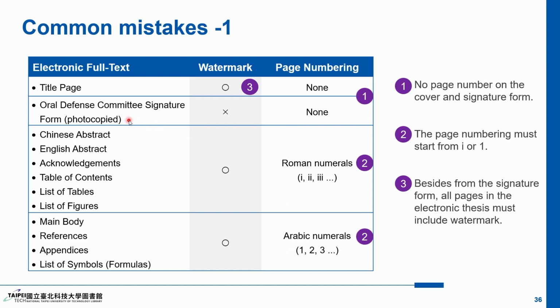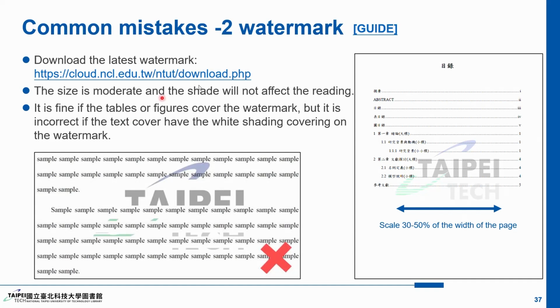Also, you need to include a photocopied signature form with complete signatures. Next, be careful with your watermark. Download the latest watermark image from the Library's website. It should scale to 30-50% of the width of the page. The watermark should be visible but not too dark, and it should not block any text.